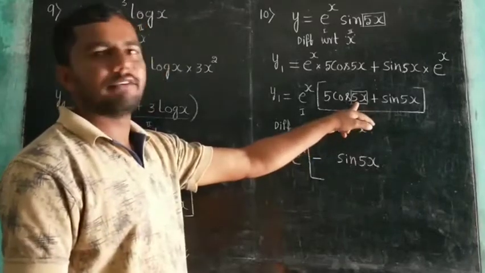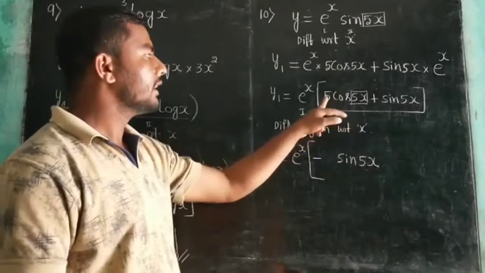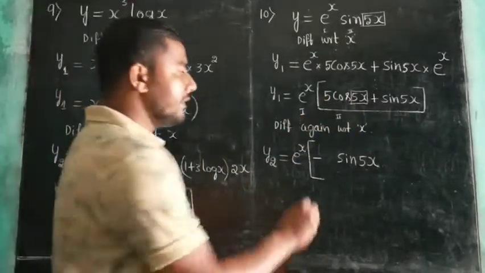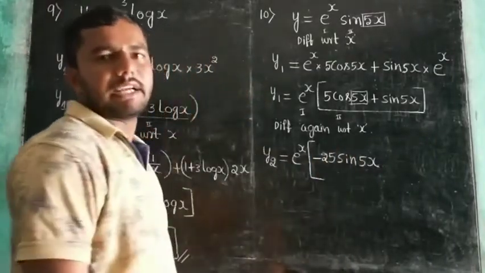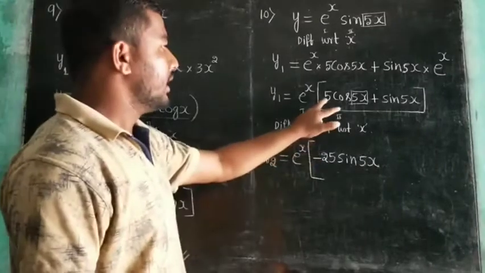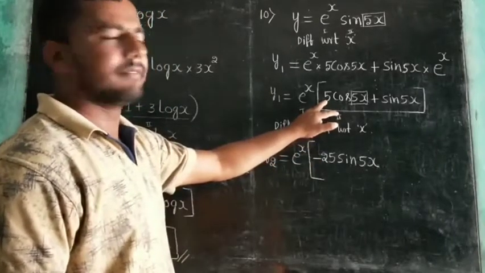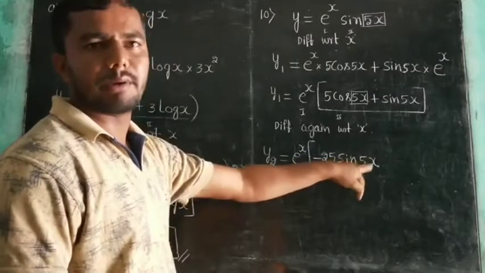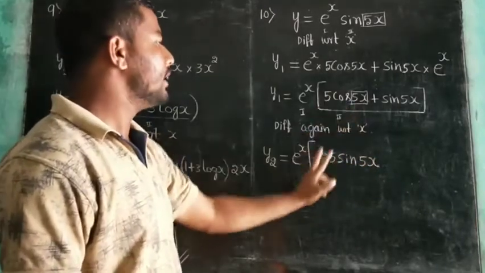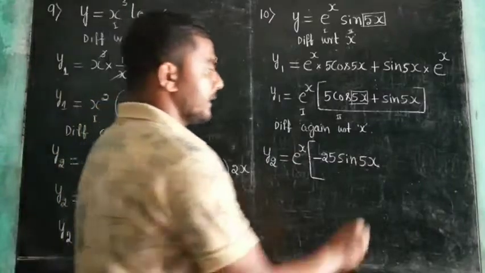So d by dx of 5x is 5. Here already 5 is there. 5 into 5 becomes 25. Are you understood? Here take 5 as it is. Cos dabba gives minus sin dabba into d by dx of dabba, which is 5. 5 into 5 becomes 25.